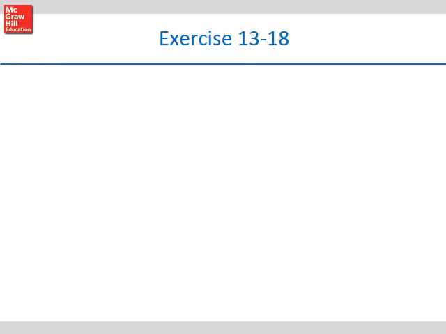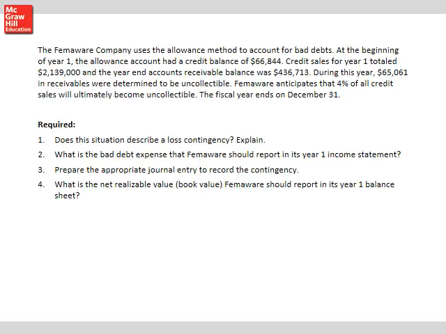Exercise number 18. The FimAware Company uses the allowance method to account for bad debts. At the beginning of the year, the allowance account had a credit balance of $66,844. Credit sales for year 1 totaled $2,139,000, and the year-end accounts receivable balance was $436,713.